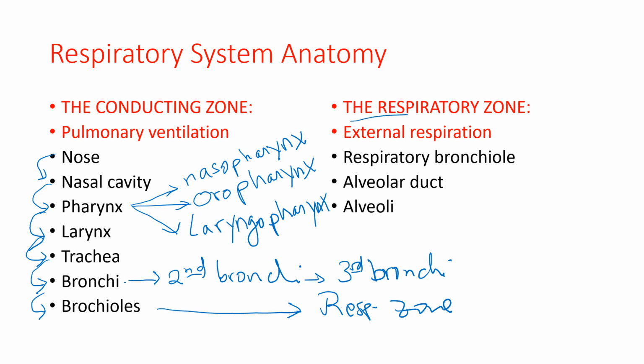At the respiratory zone, that is the place where external respiration happens. That's the place of gas exchange. The structures there will be the respiratory bronchiole, alveolar duct, and alveoli.